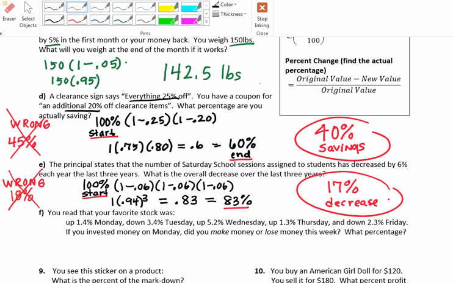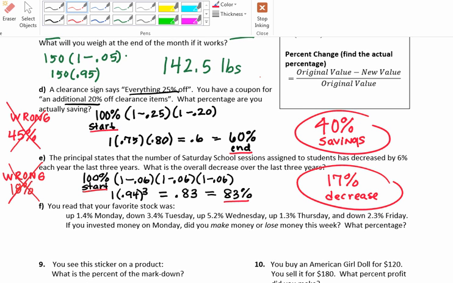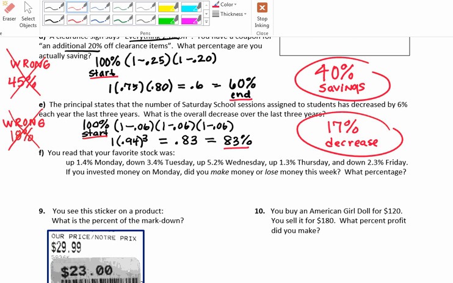Okay. You read that your favorite stock was up 1.4% on Monday, down 3.4% on Tuesday, etc. You have all these increases and decreases. If you invested money on Monday, did you make money or lose money this week? And what percentage? Okay, so let's start. Again, we don't know how much money we invested, but we can start with 100%.